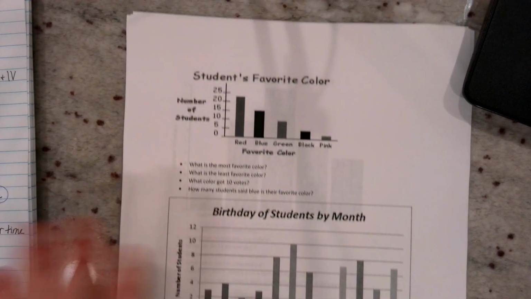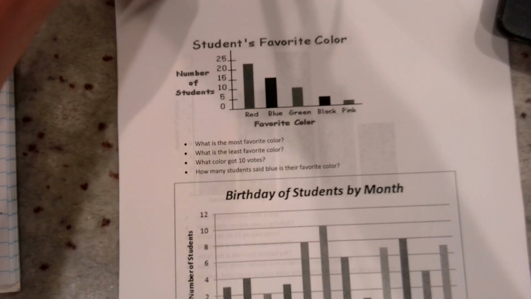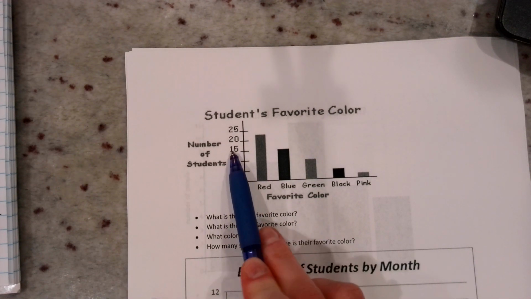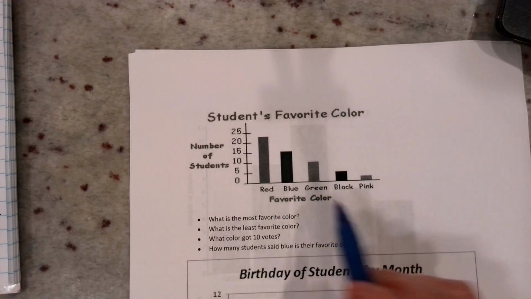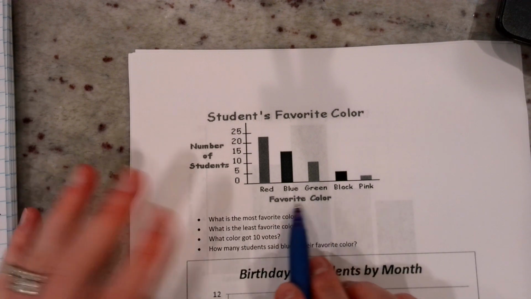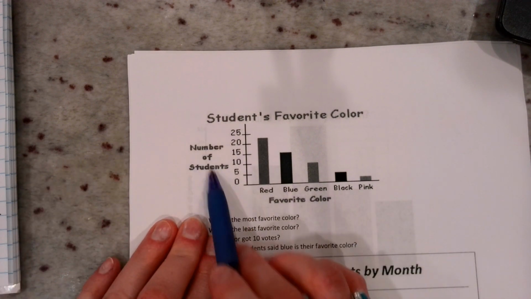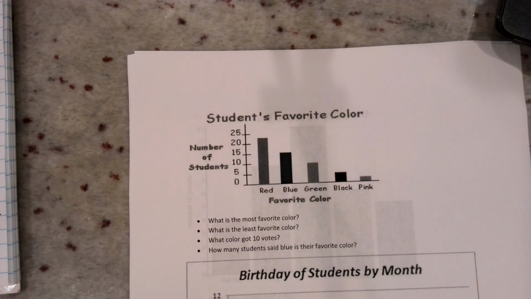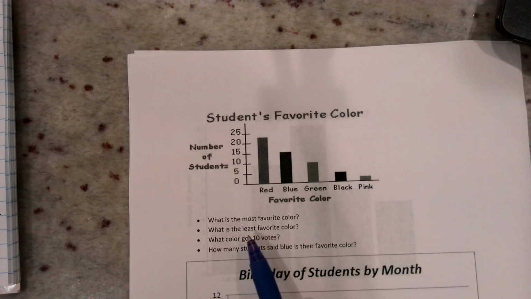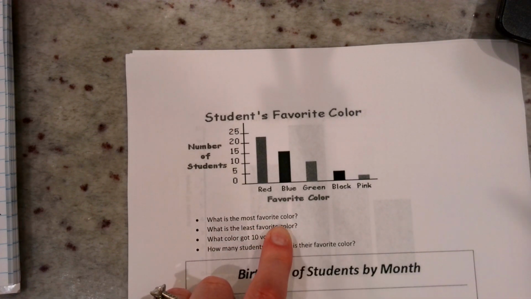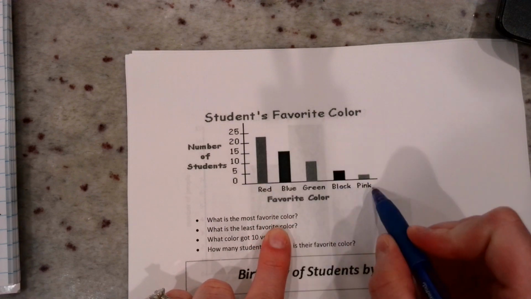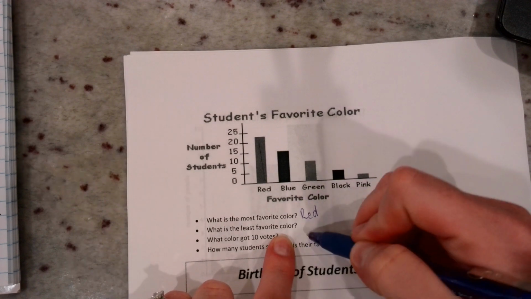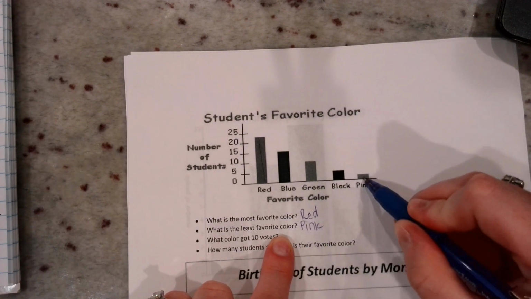All right, more questions with the bar graph. Let's look here at students' favorite color. So they have the scale by 5, 10, 15, 20, 25. Units, favorite color, and labels, red, blue, green, black, pink, number of students, with a title, accuracy, and neatness. So what is the most favorite color? Looking at all the bar graphs, good for comparison. You can see that red is the tallest. What is the least favorite color? You can see that pink is the shortest.